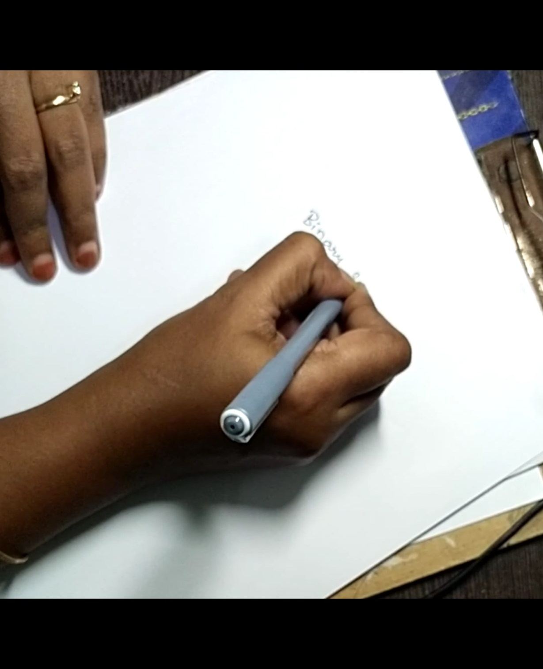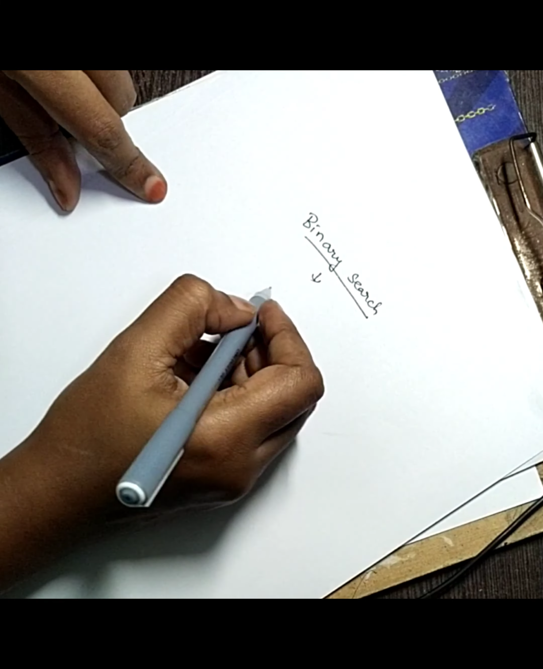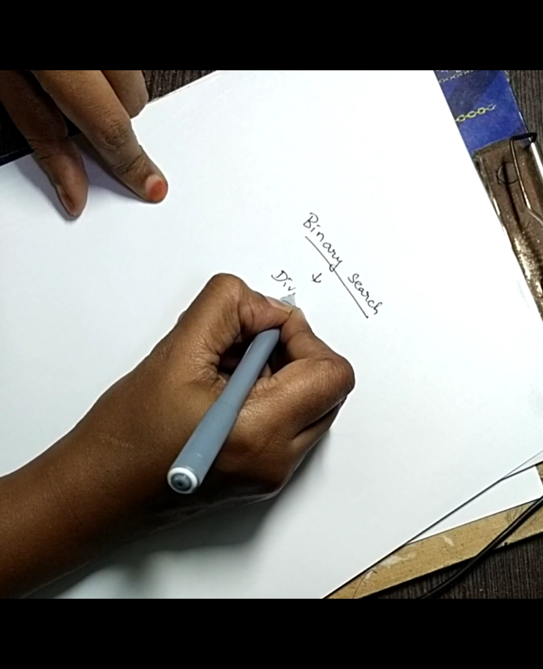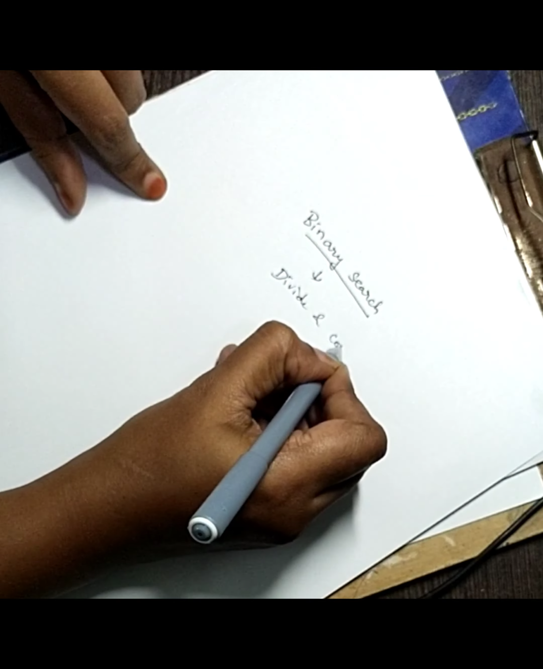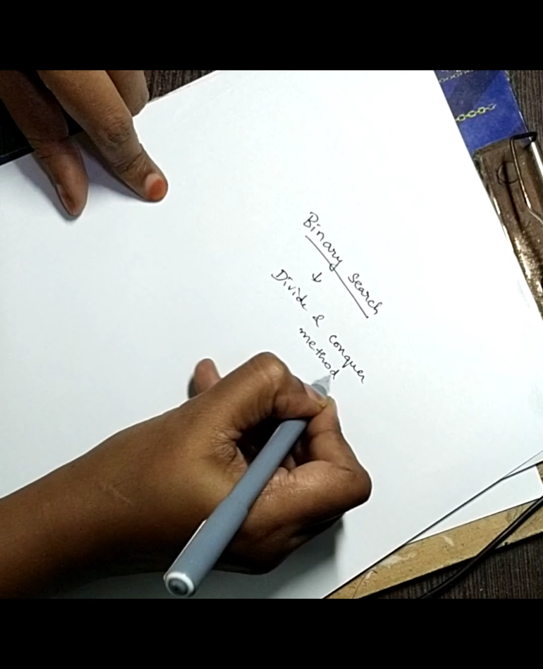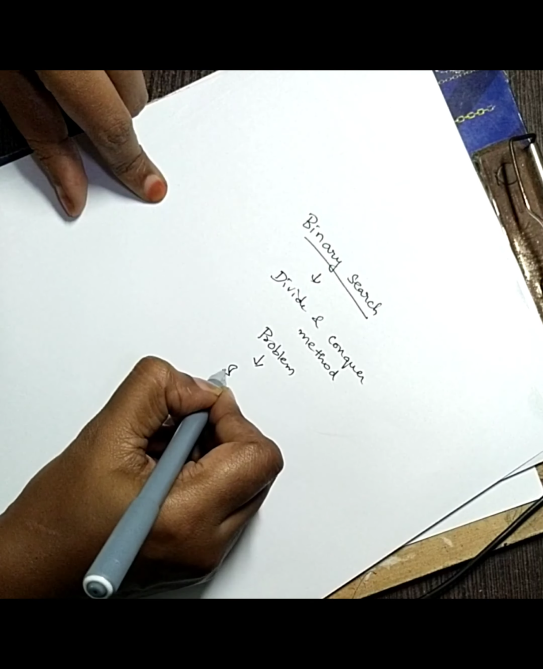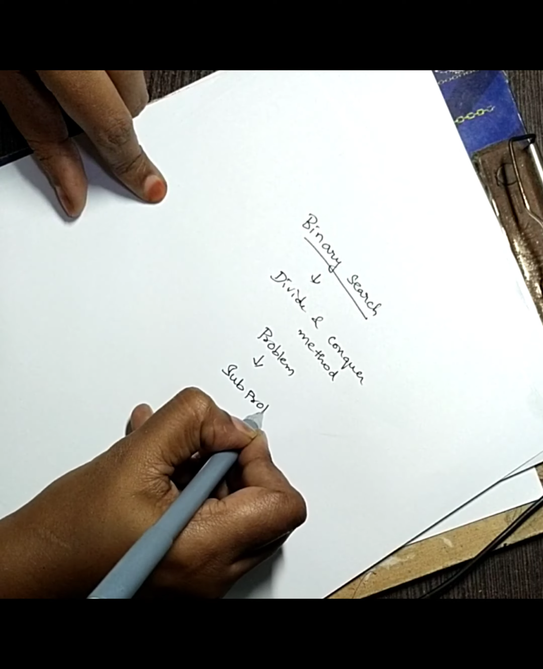Today we are going to discuss binary search. Binary search follows the divide and conquer method. We have already discussed the divide and conquer method. In divide and conquer, a big problem is divided into a number of sub-problems and these sub-problems are solved recursively.